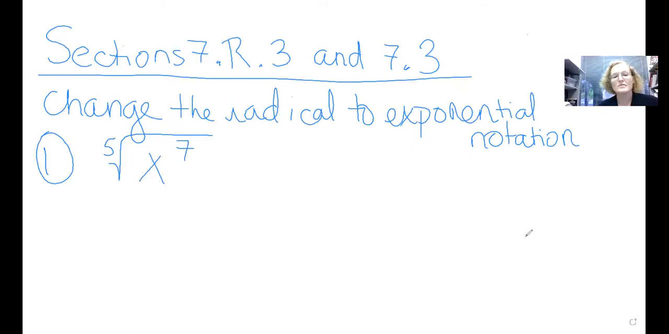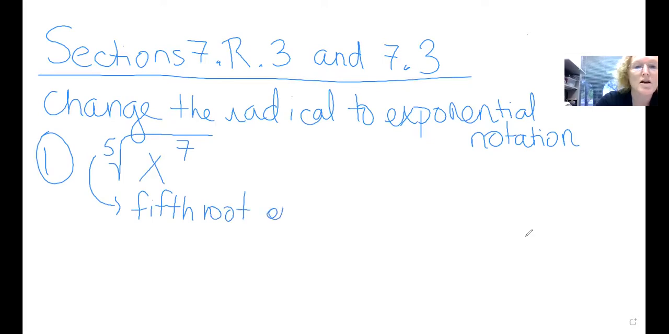Now, I purposely didn't tell you how to say it because I want you to realize something. That little 5 on the outside of here, that is a root. So you would say the 5th root of x to the 7th. So the number that's on the outside is the root, and the number that is the exponent is the power.